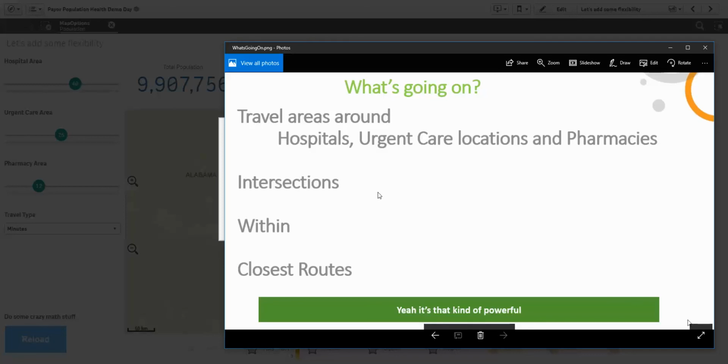I need to know what's going on, where they had. Hey, if I can figure out that polygon, can't you count the number of members for me? Yes, I can. I'm going to show you that. Hey, since I've got these locations, if you can figure out polygons and travel areas, can't you show me the fastest routes for the members to those locations? Yeah, this stuff is truly that kind of powerful.